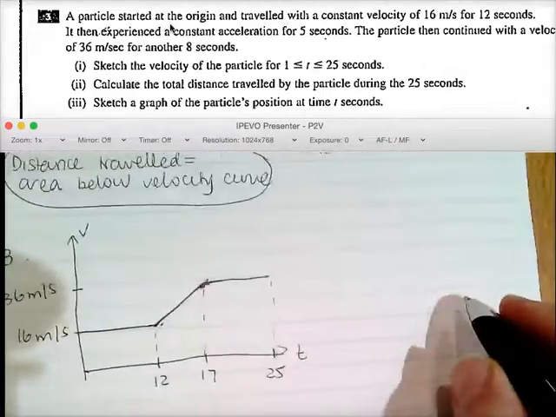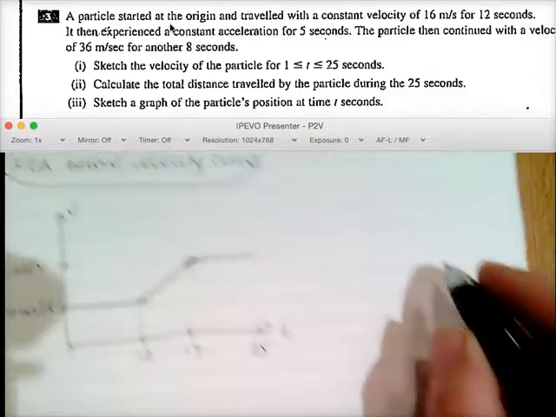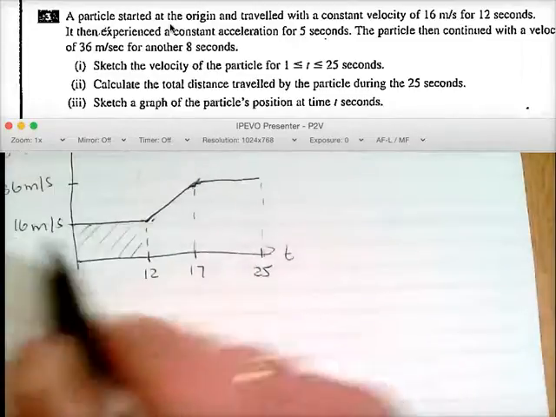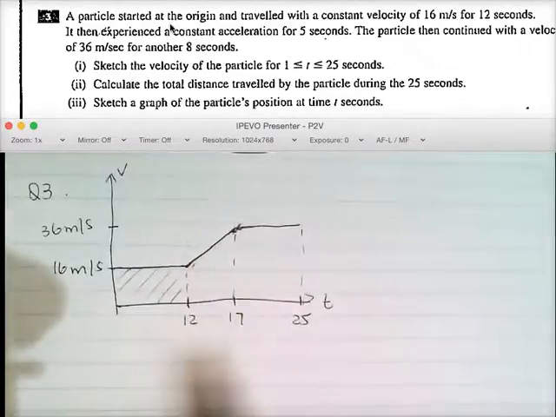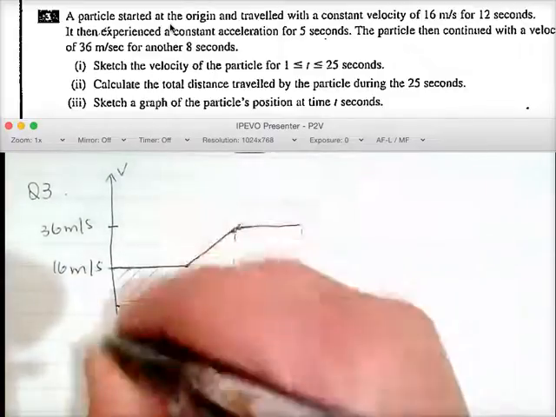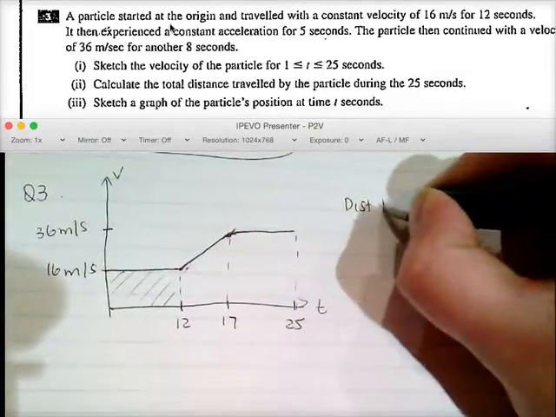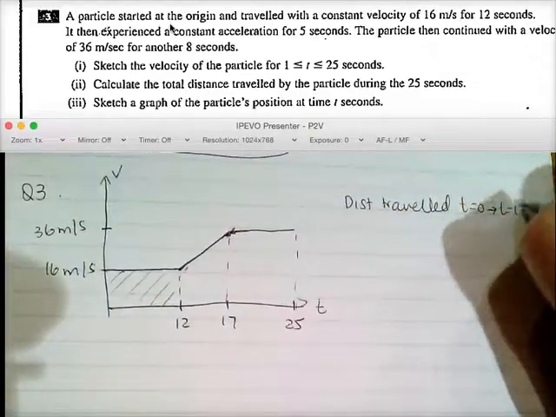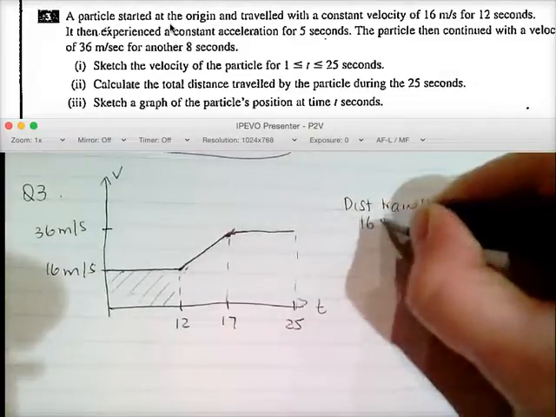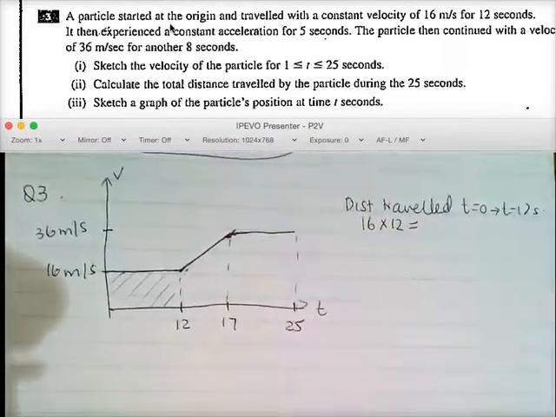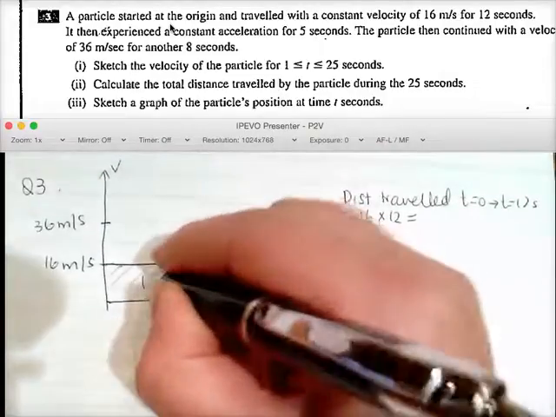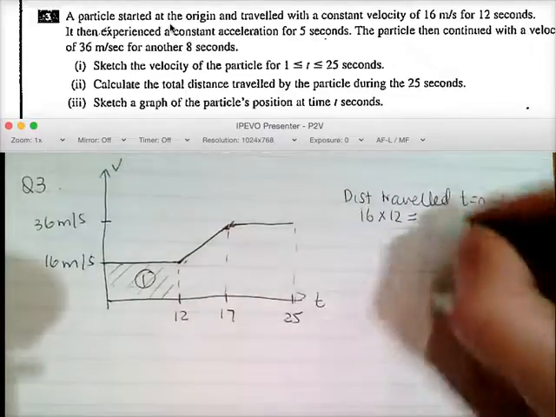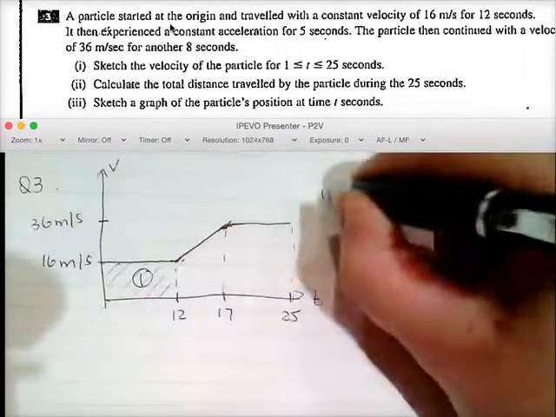Now, we know from the last part, question 2, that distance travelled is the area below the velocity curve. So you can tell that by just looking here as well. If it travels 16 meters per second for 12 seconds, then the distance travelled from t equals 0 to t equals 12 seconds is 16 times 12, because that's just the area under the curve here that I've shaded area 1. So 16 times 12 is 192 meters, part 1.